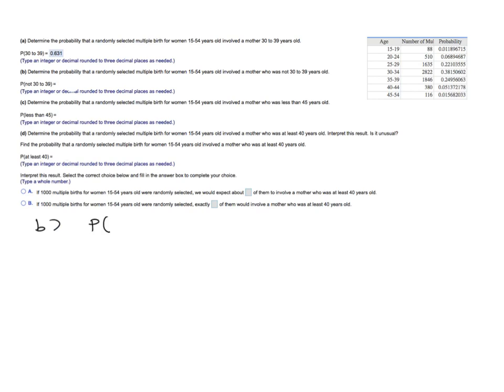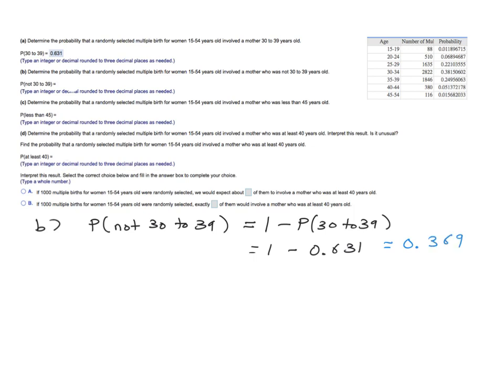If you want the probability of being not 30 to 39, we can do 1 minus the probability of 30 to 39. This and this should add up to 1 because that is 100% of the data. So to get this value, you can take 1 and subtract this answer. So I'll write that out. This should be 1 minus 0.631. You can do that right in a calculator, but that is 0.369. So that is going to be the answer for part B.